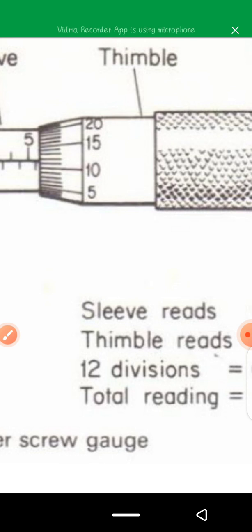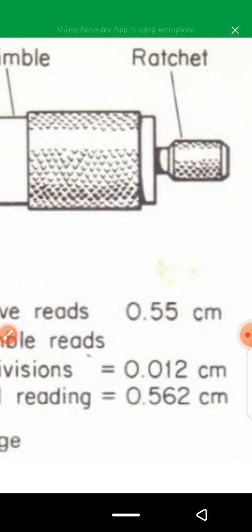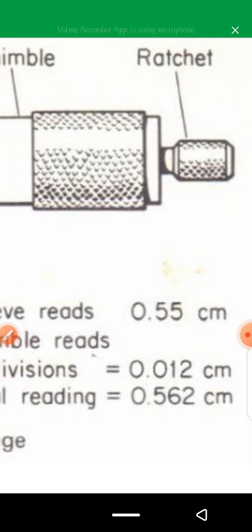So now you have 12 divisions. Don't forget that I told you that each division on the thimble scale of a micrometer screw gauge is what? 0.01 millimeter. So that's 12 times 0.01 millimeter. That will give you what? 0.12 millimeter. Basically what they did there is convert the millimeter to centimeter. When you convert the millimeter to centimeter, you get 0.012.